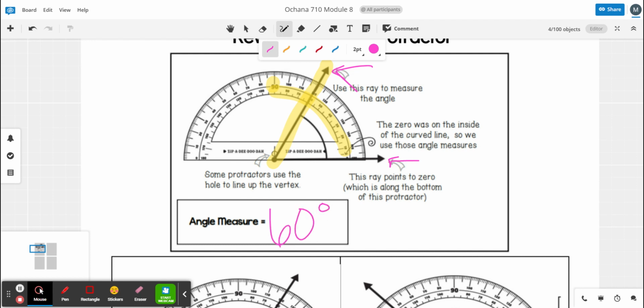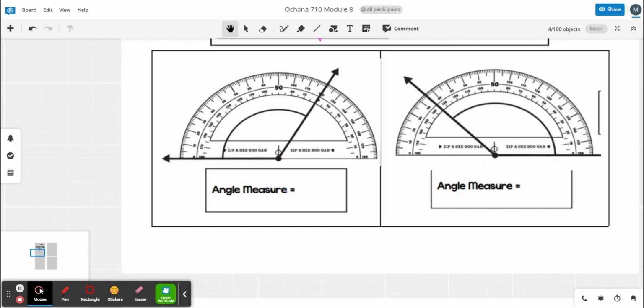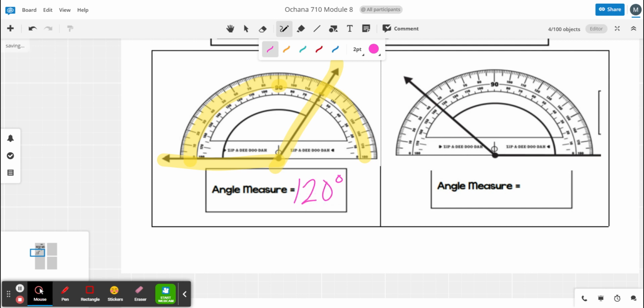Okay. So then scrolling down, next we have an obtuse angle, right? Because the ray right here is past 90, based on where the other ray pointing at 0 is. So if we're more than 90, then we're looking at these numbers on the outside of the protractor. And as you can see, it's between 110 and 130. So this angle measure is 120 degrees.